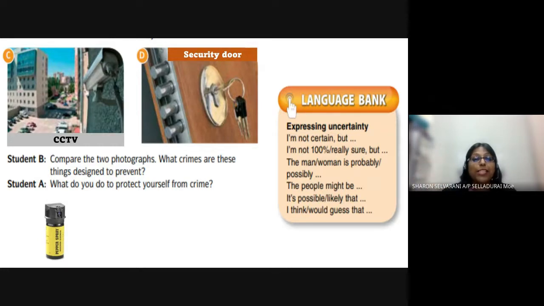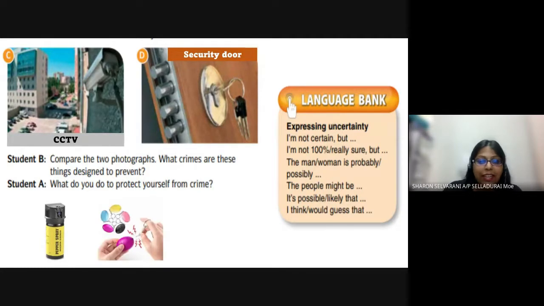So the moment they spray this pepper spray, the person who comes to attack them will have eyes burning. So they will be distracted with their burning eyes, so the victim can run away. All right, so this is not that you're going to kill the person. This is just a temporary discomfort so that you will be able to save yourself. So these are certain things people can do.